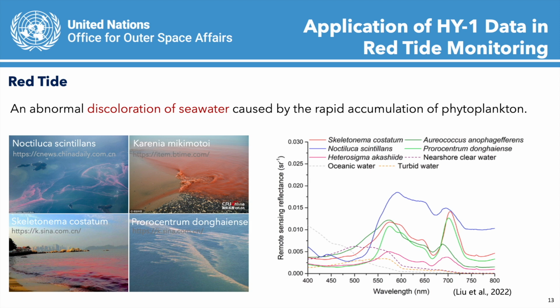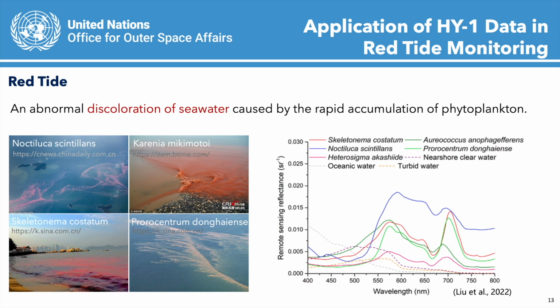For those of you who are not familiar with the terminology, a red tide is an abnormal discoloration of seawater caused by rapid accumulation of phytoplankton or dinoflagellates. The water color changes can be caused by high concentrations of microalgae, which modify the way sunlight is absorbed or scattered. Despite the name red tide, the color can vary widely from pinkish to brownish to brick red or even yellowish, and it really depends on the species involved.